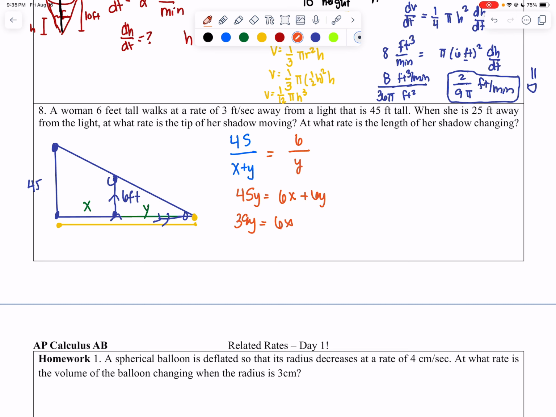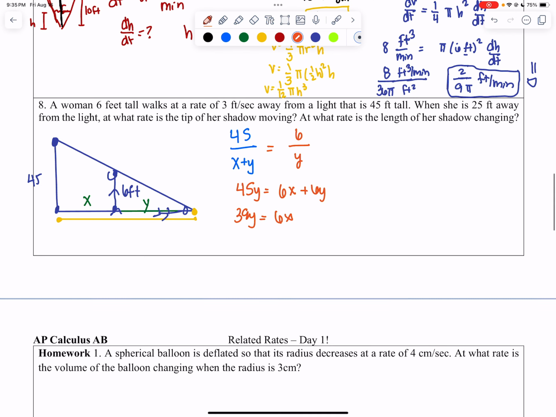Now I'm going to take the derivative with respect to time. So that's going to give me 39 dy/dt is equal to 6 dx/dt. Notice how I didn't need the 25 feet away. We did not need that. All right. That was a lot of mumbo jumbo. We did not need it.